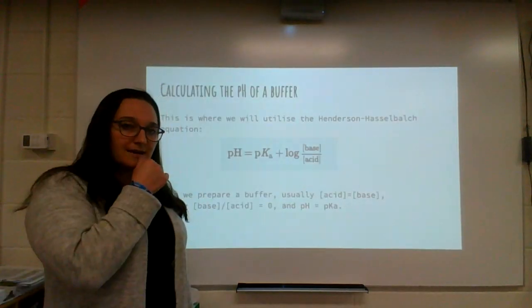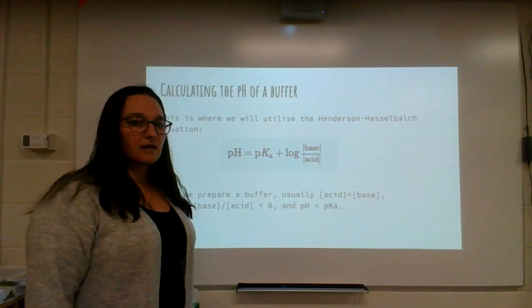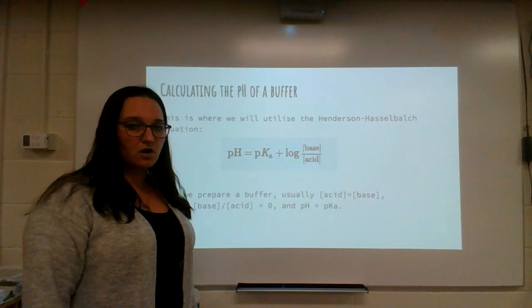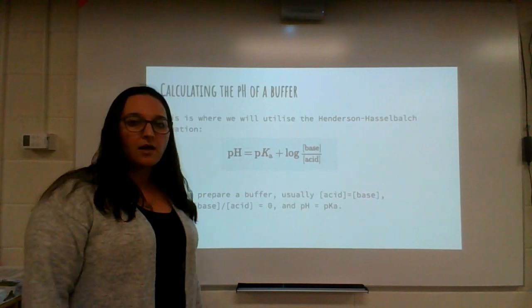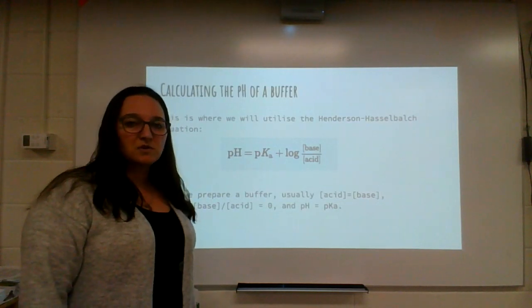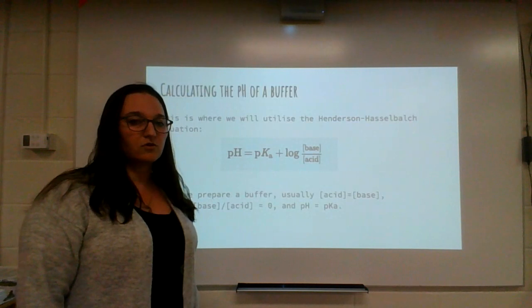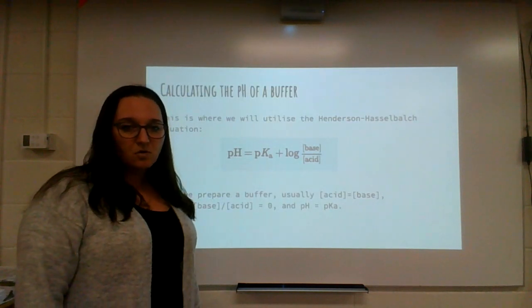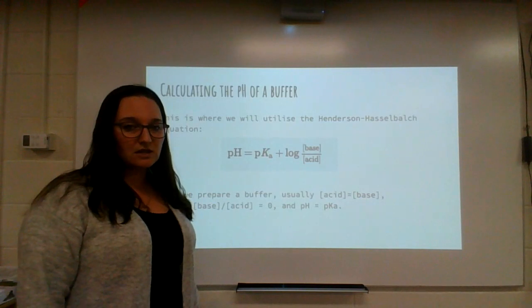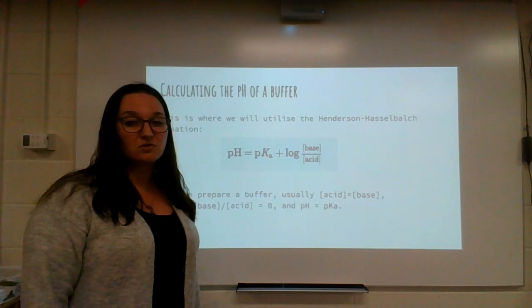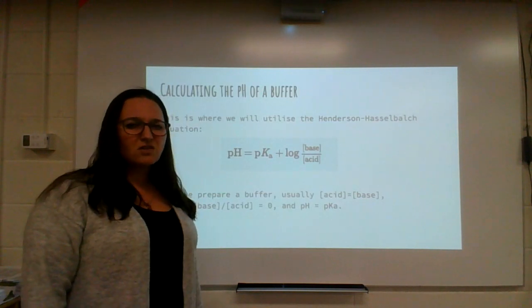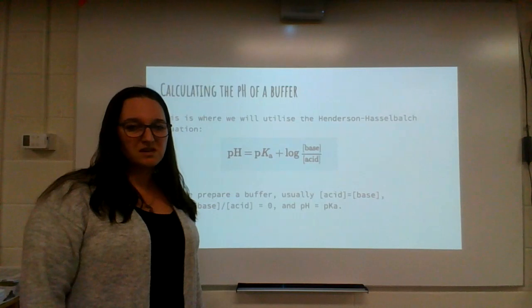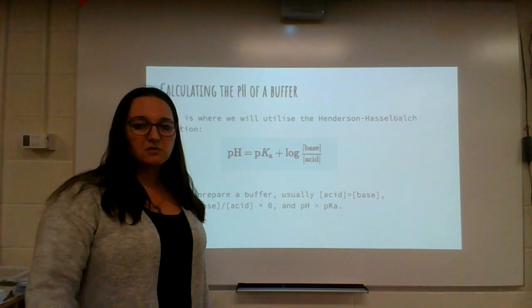So to calculate the pH of a buffer, we'll utilize the Henderson-Hasselbalch equation, which you recall and is on your green sheet: pH is equal to pKa plus the log of the ratio of the concentration of the base to the concentration of the acid. When we prepare a buffer, usually the concentration of the acid is equal to the concentration of the base. So the log of this ratio will be equal to 0, and the pH will be equal to the pKa.